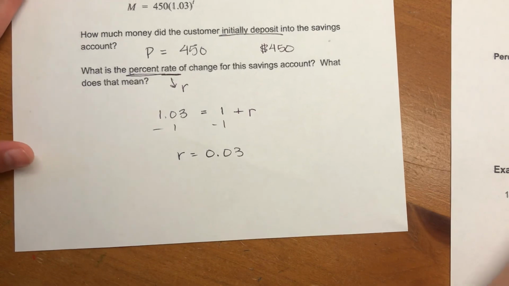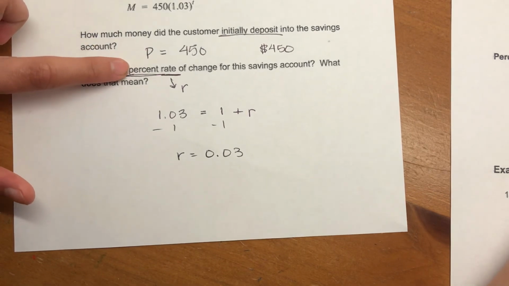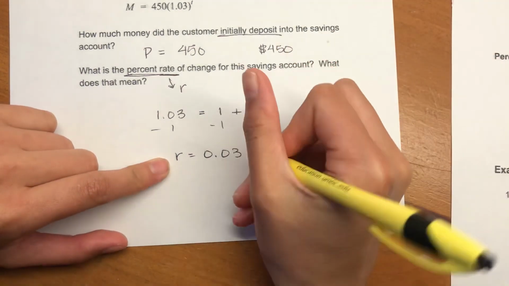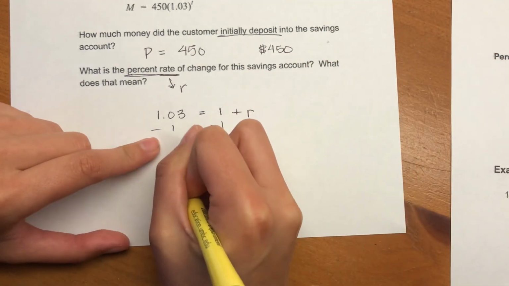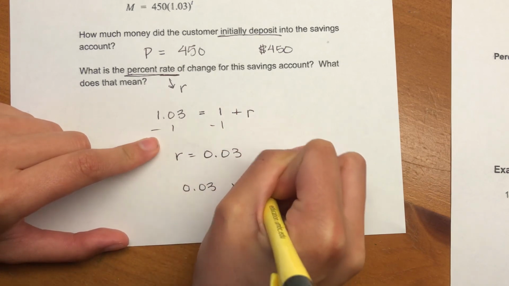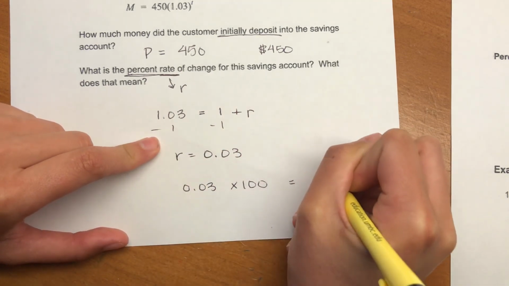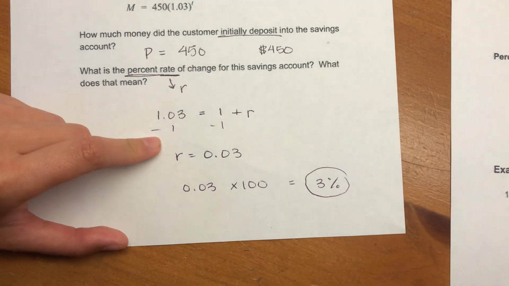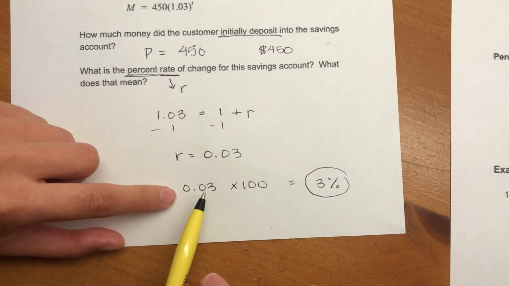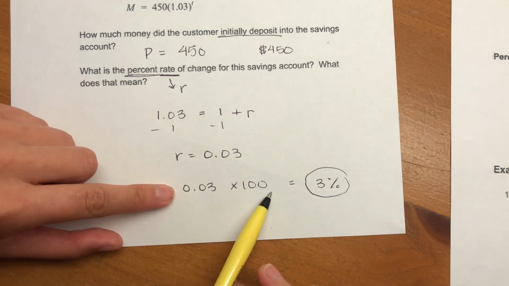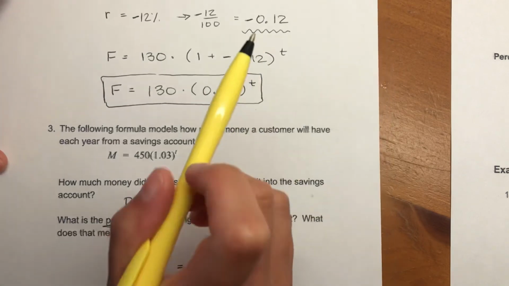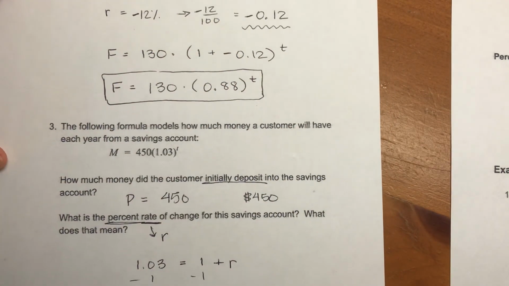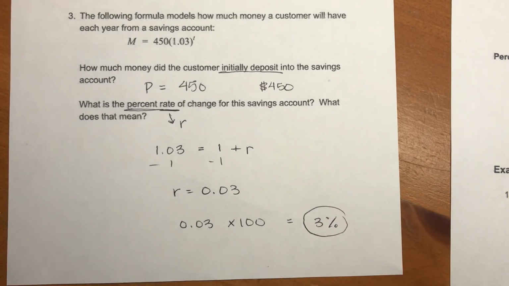Okay, so we've got an R value, but is this a percent? No, right? Because we know our R value is always in that decimal form. So now what we have to do is multiply this times 100 to get that this is, okay, 3%. So to go from a decimal back to a percentage, we multiply by 100. Before, we went from a percentage to a decimal, we divided by 100, right? Those are inverse operations.